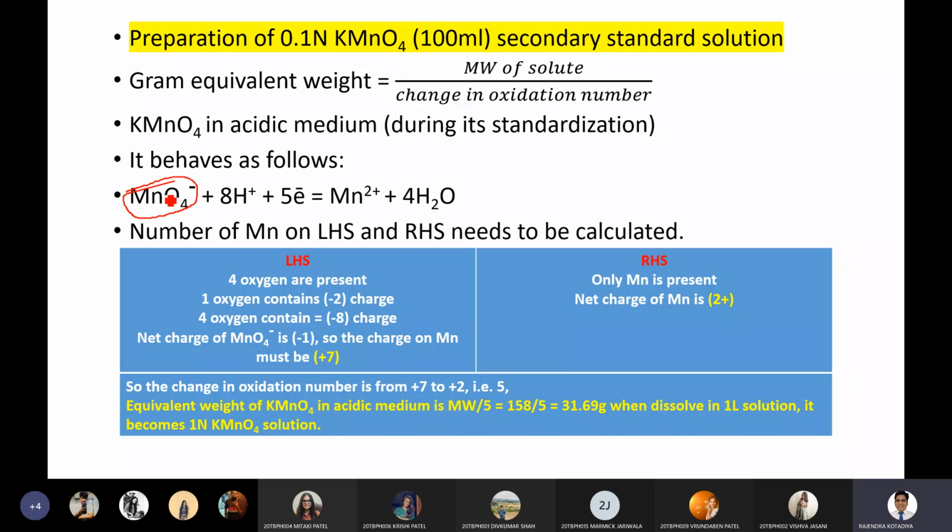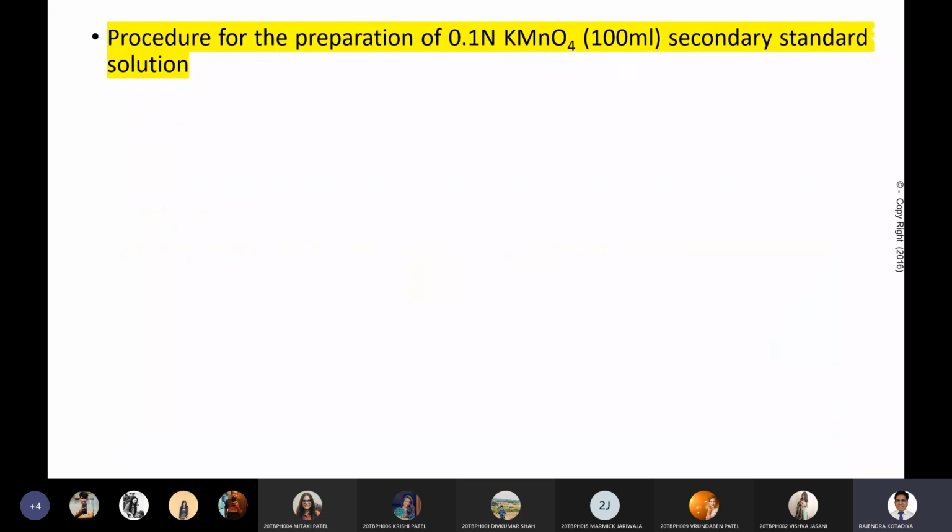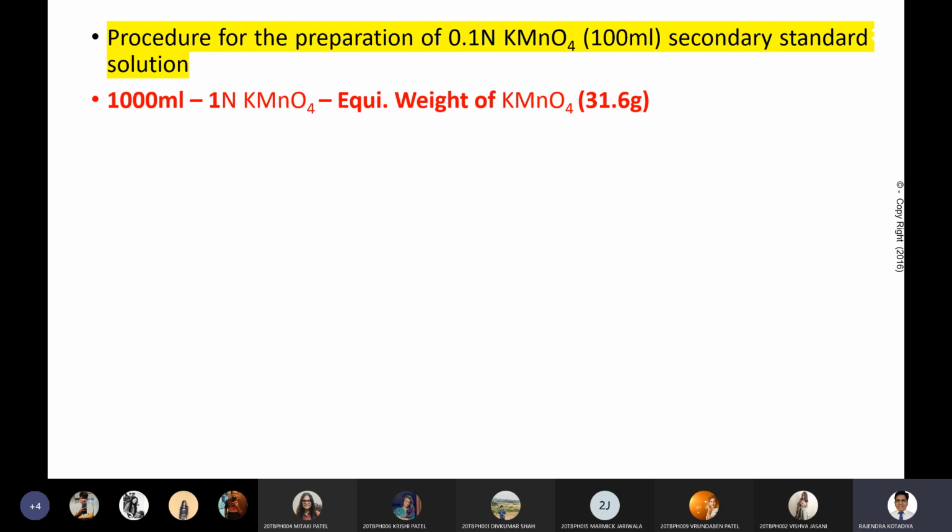Okay, so hope it makes some sense, right? That is the equivalent weight of KMnO4 in this particular case in acidic medium. Now the actual procedure. We have an idea that to make 1000 ml of 1 normal KMnO4 solution, we need to consider the equivalent weight equal to 31.6 gram, which we calculated earlier.